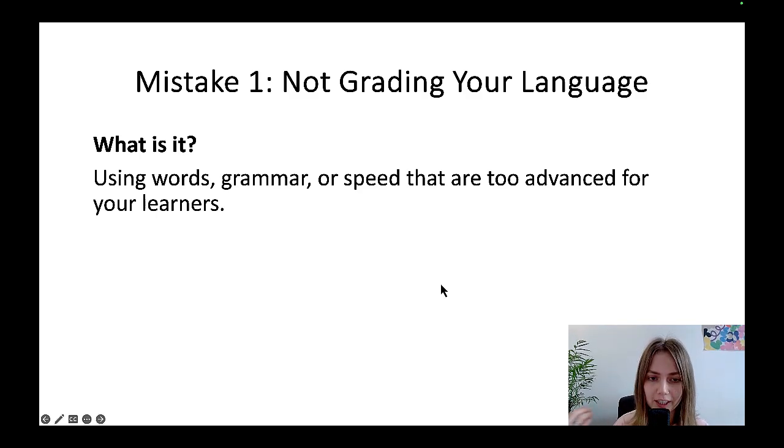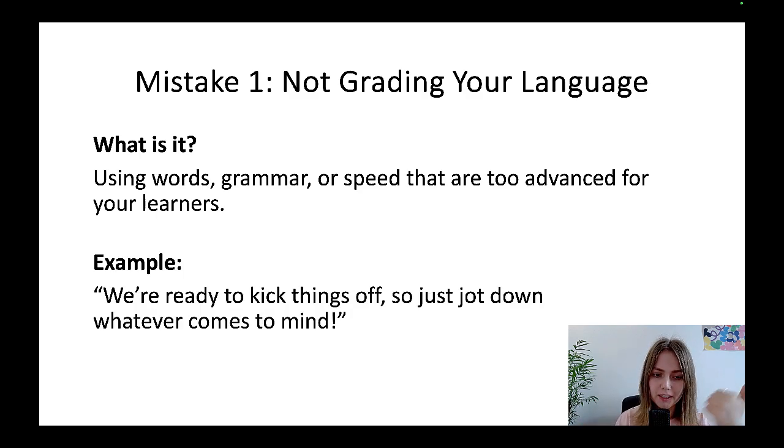So if you're looking for an example of a non-graded instruction, this would be it. You have kick things off, you have jot down, and you also have whatever comes to mind, which is just a vague statement in itself, but also difficult to understand for lower level students.